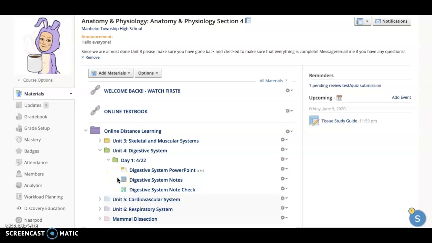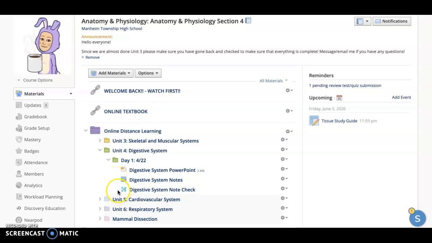And what I did was simplify the notes a little bit. Again, the notes are for you, so you don't have to turn them in. They are kind of like guided skeletal notes, so it's kind of key things that I want you to know about the digestive system. If you'd rather just take notes on a piece of paper, I'm completely fine with that. But I just wanted to give you kind of like an outline if you wanted to use that.